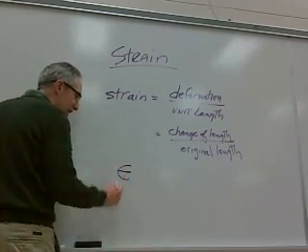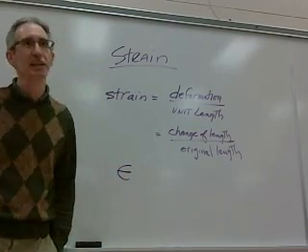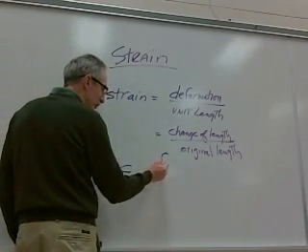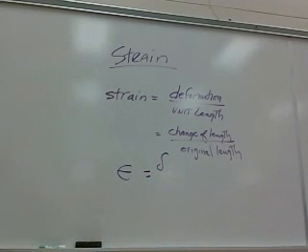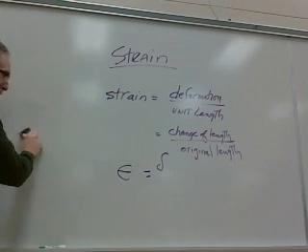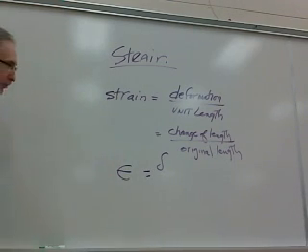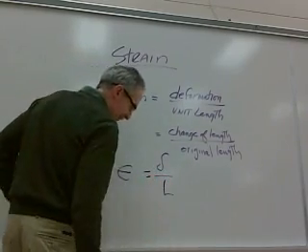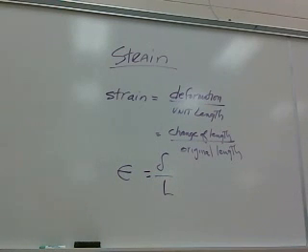Symbol-wise, we use a little Greek letter that sort of looks like an E. It's called an epsilon. For deformation, we usually use a Greek letter that sort of looks like an incomplete figure 8. That's called a delta. That's a lowercase delta. You might be more familiar with the uppercase delta that looks like a triangle. But for our purposes, our text uses the lowercase. And then for original length, we'll just use L.